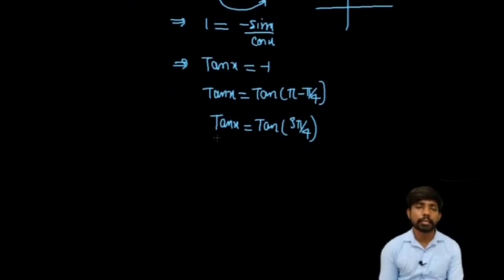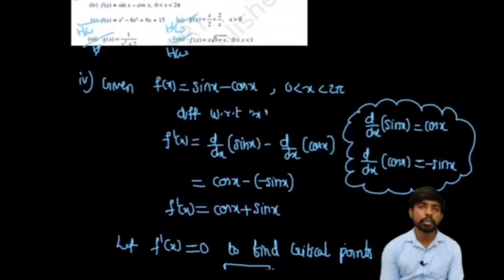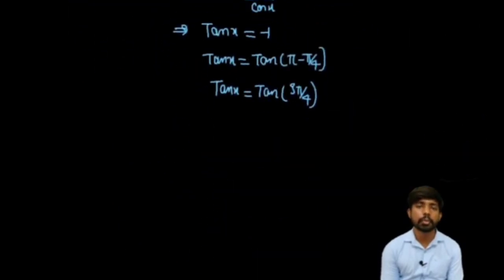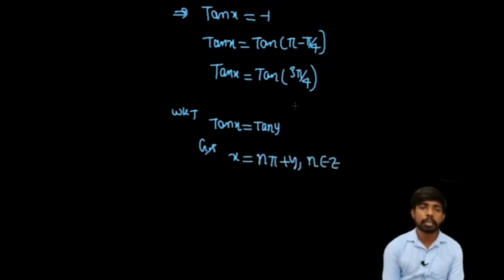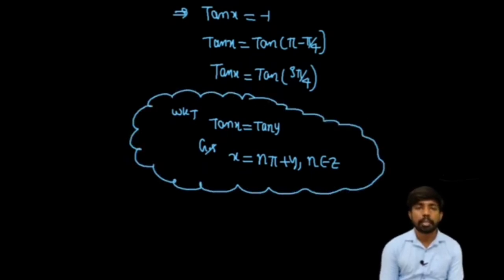Now we need to find the solutions which lie from 0 to 2 pi. We know that tan x is equal to tan y. Then the general solution is x is equal to n pi plus y, where n belongs to Z. This is a formula. Now here, in the place of y we have 3 pi by 4, so write the general solution: x is equal to n pi plus 3 pi by 4, where n belongs to Z.